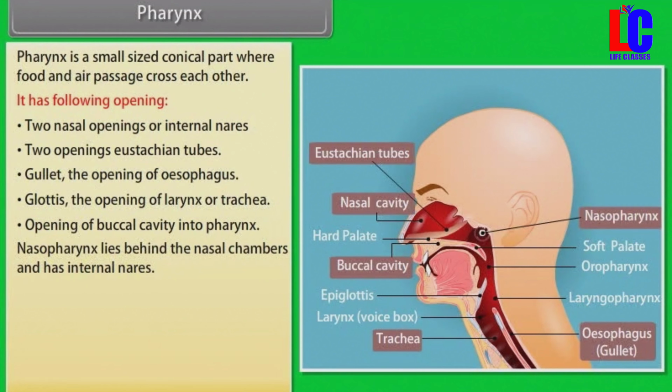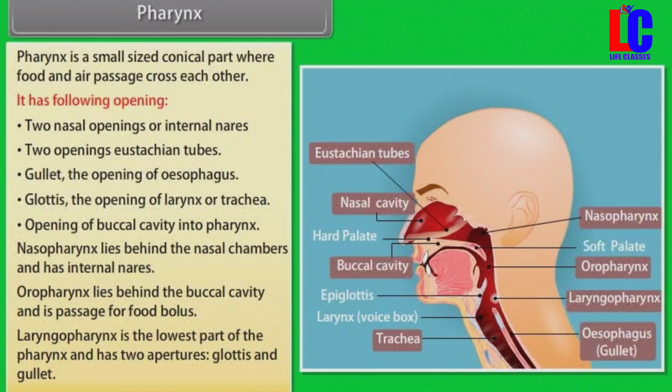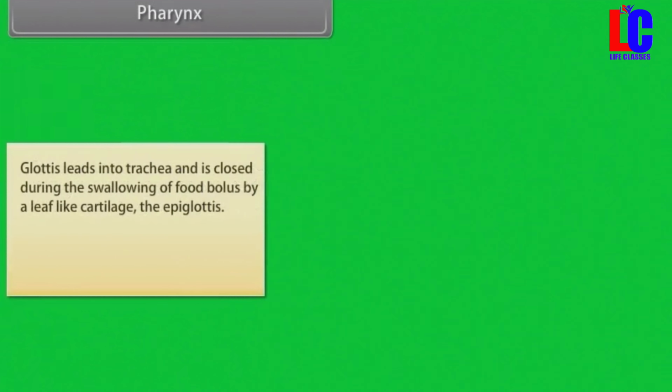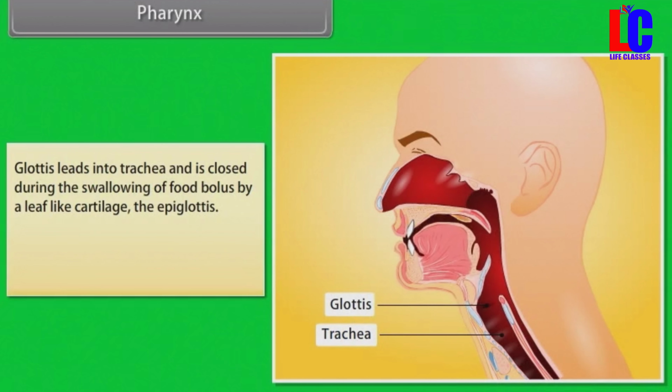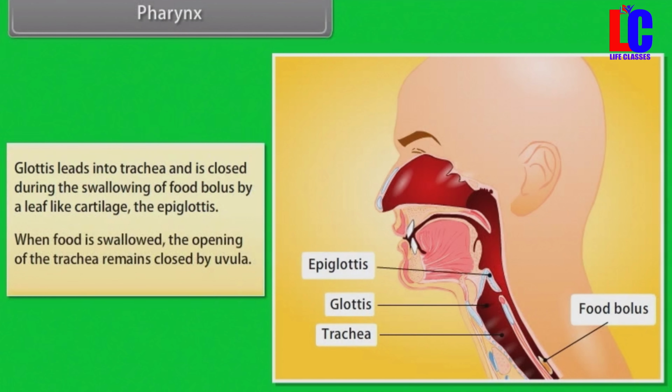Nasopharynx lies between the nasal chambers and has the internal nares. Oropharynx lies behind the buccal cavity and is the passage for the food bolus. Laryngopharynx is the lowest part of the pharynx and has two apertures, the glottis and the gullet. The glottis leads into the trachea and is closed during the swallowing of the food bolus by a leaf-like cartilage, the epiglottis. When food is swallowed, the opening of the trachea remains closed by the uvula.